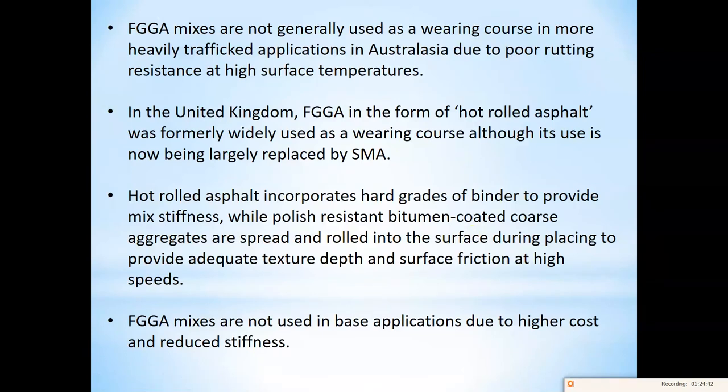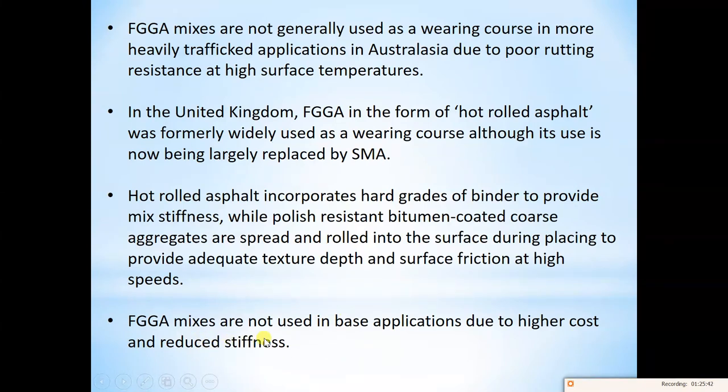Because in the gap graded mix, they don't have that much coarse aggregate. After they have laid the gap graded asphalt, they spread this bitumen coated coarse aggregate on top, and then they compact it, to provide some additional texture. They increase the amount of coarse aggregate after the compaction, after they lay the asphalt. But somehow I think it's better off they use the SMA. SMA is probably better because the mix itself has a bigger amount of coarse aggregate, so it's more suitable for heavy traffic roads, which need to resist rutting and fatigue.